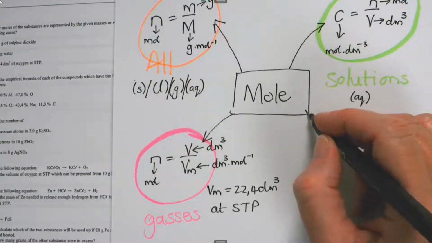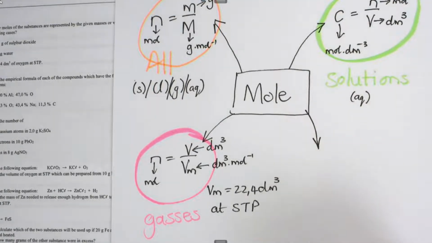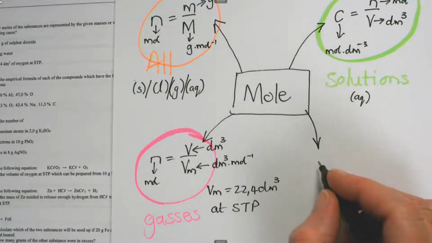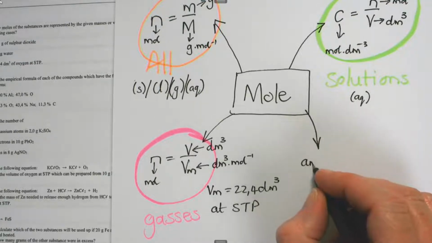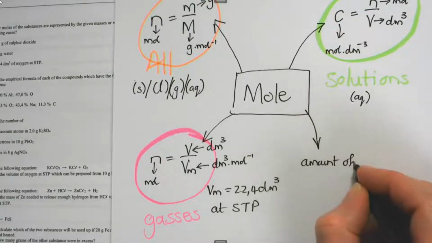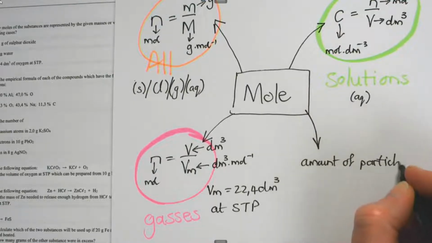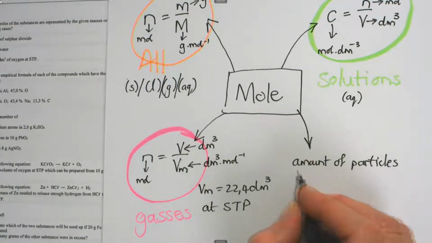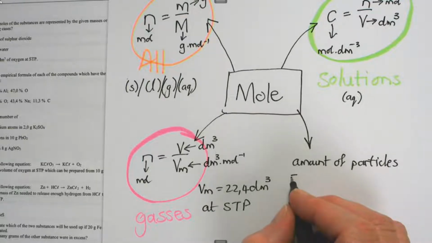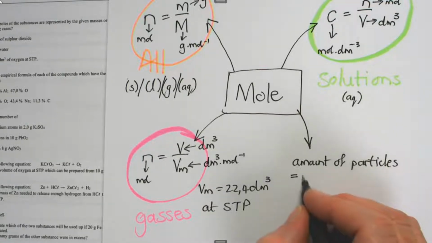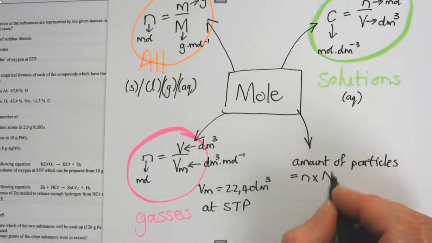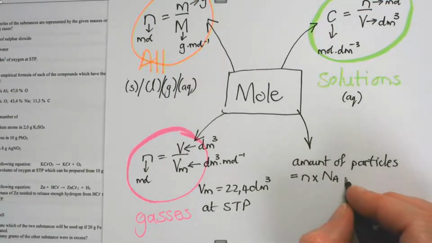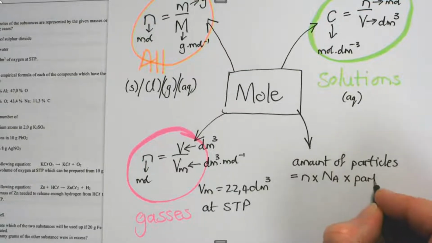And then the other one, the last one, is also for all the phases, but that is where we count the particles. Now I'm going to write this one in a slightly different way that most kids understand more, and that is the amount of particles. The amount of particles. Okay, I'm just going to put the equal sign underneath, otherwise there's not enough space on my page. The amount of particles equals n, the amount of mole, times Na, Avogadro's number, and then the particles.